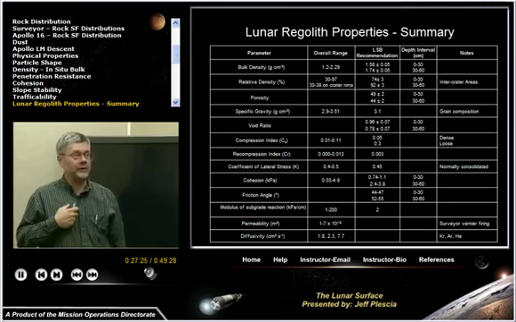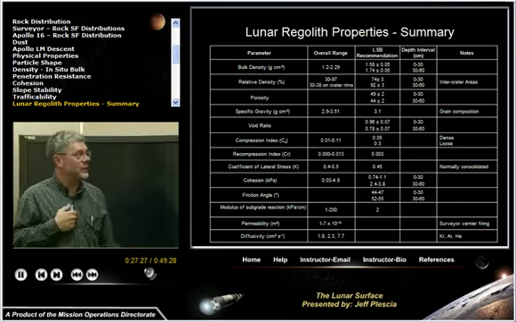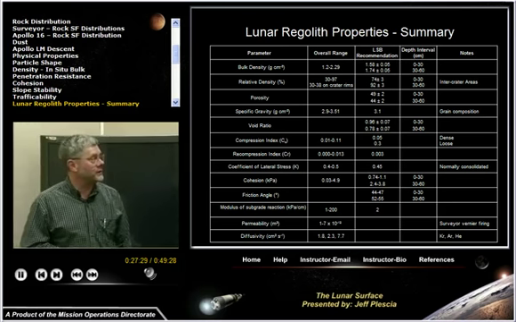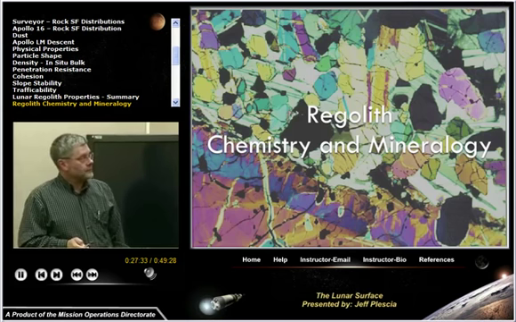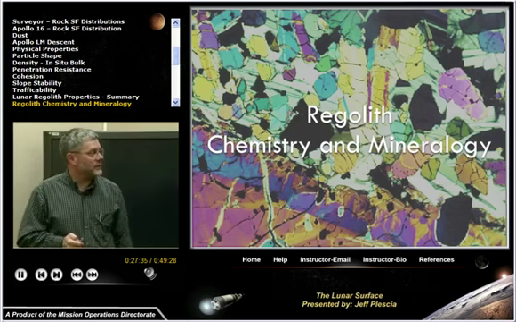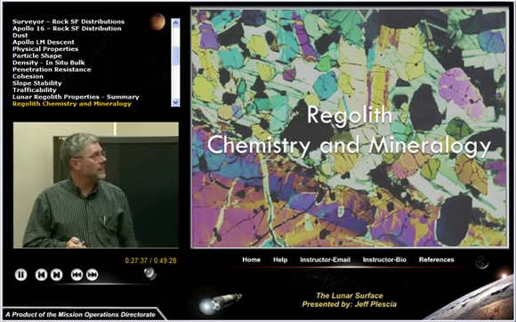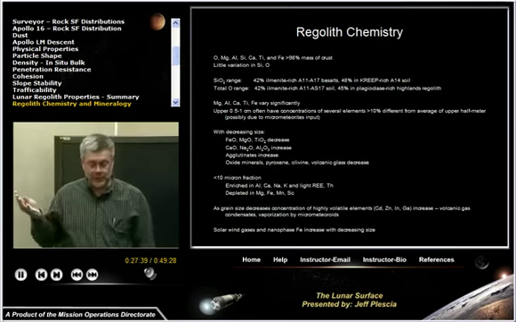and you can deal with a variety of materials. But you're going to have to deal with a variety of physical properties if you're going to operate over any kind of spatial scale. Next slide. I'm going to talk briefly about the chemistry and mineralogy of the regolith materials. Next slide. As I said before, there are 2 basic terrains.